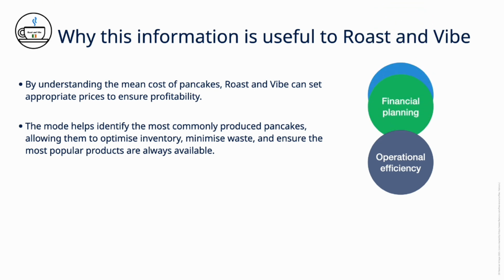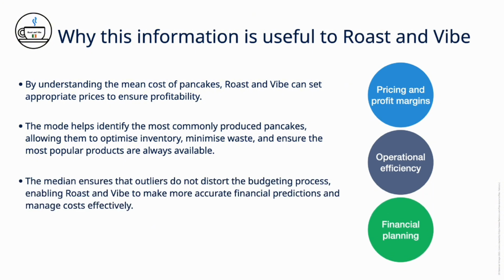Finally, with the median, it is helpful because it gives Roast and Vibe an idea of what the typical pancake production cost looks like without being influenced by any unusually high or low production costs. This is especially useful for ensuring that outlier costs, so things like one-off ingredients or production anomalies, don't distort their financial analysis or budgeting.